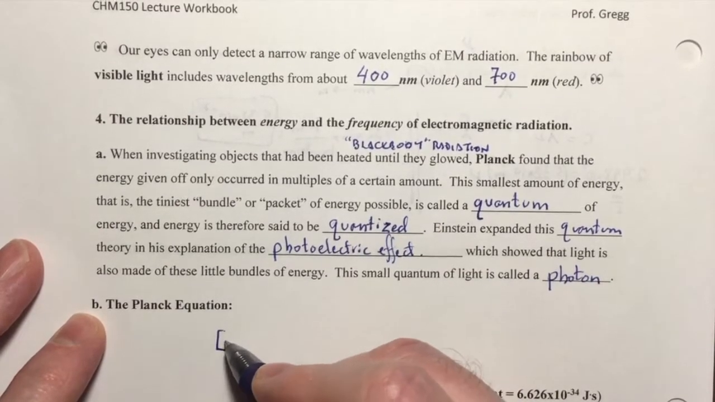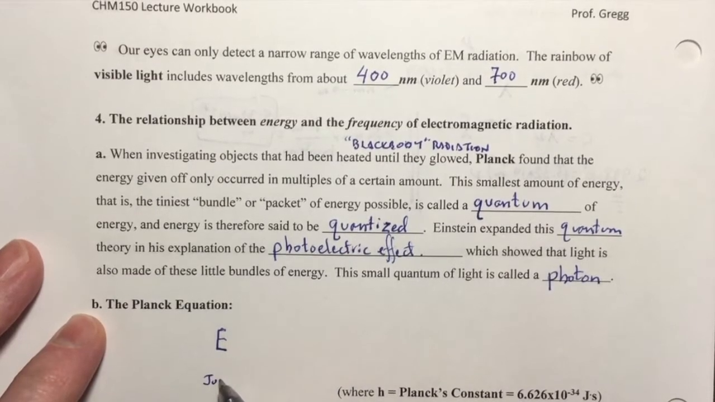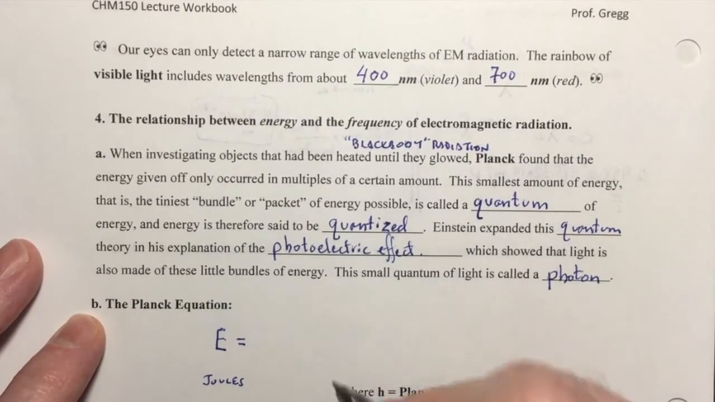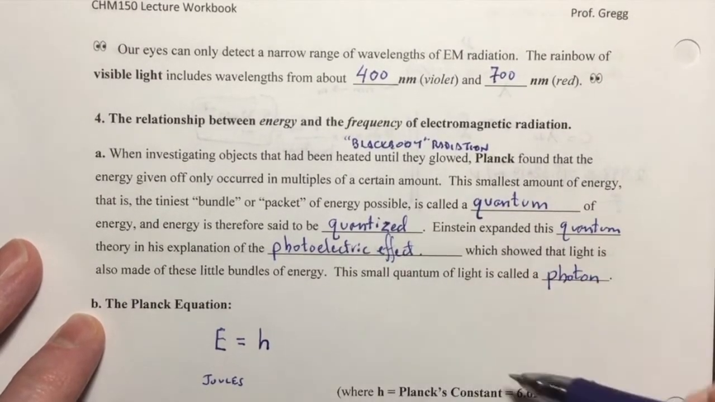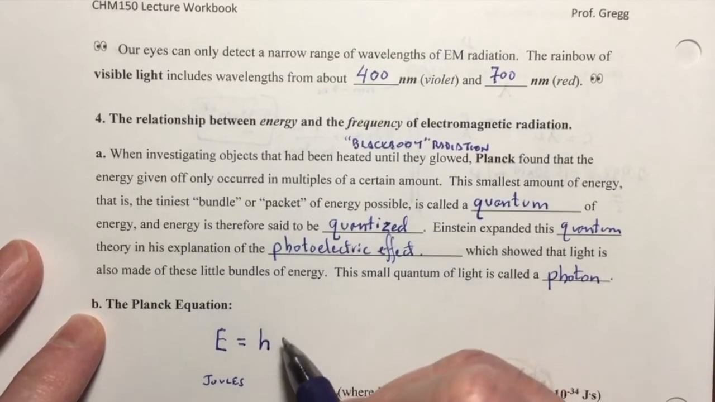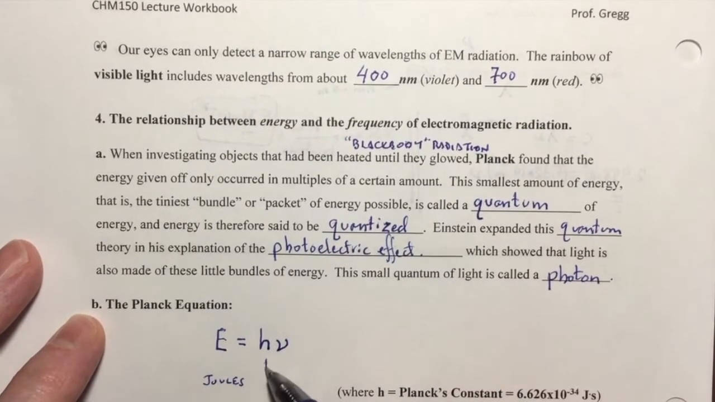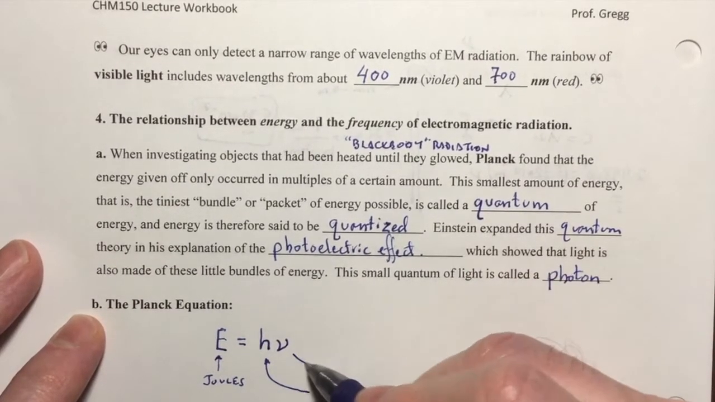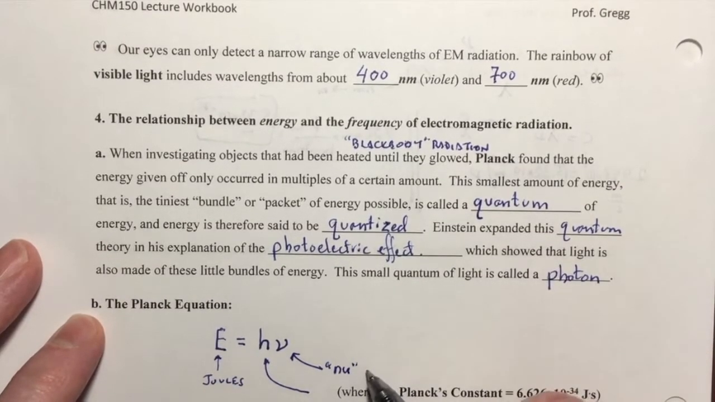He said that energy, E, and that's going to be in joules, equals some constant h, which we will call Planck's constant, and it has a value and a unit, it's joule seconds, times nu, the frequency. So that h is Planck's constant, E is the energy in joules, and this is nu, the Greek letter nu, and it means frequency.